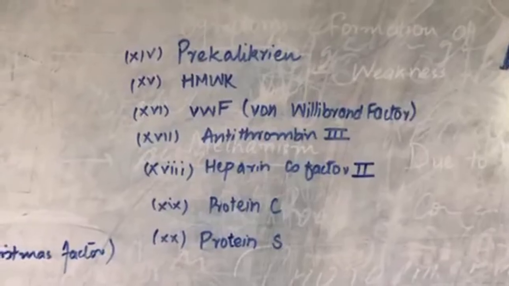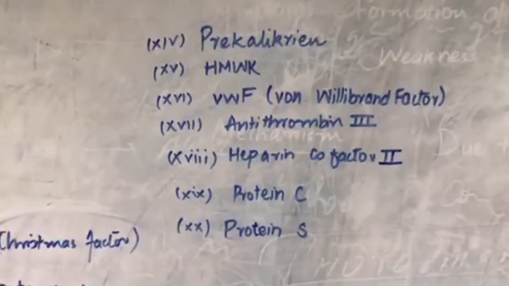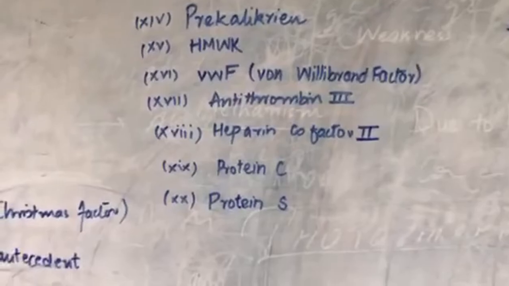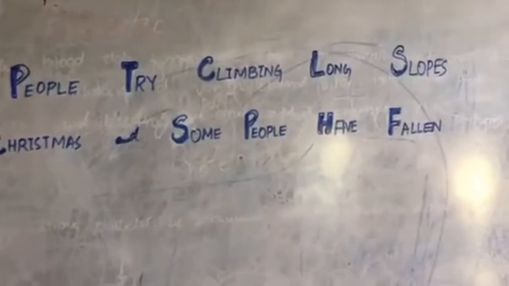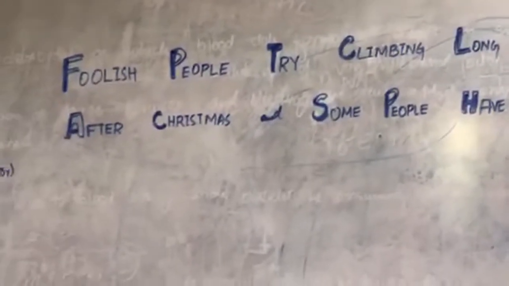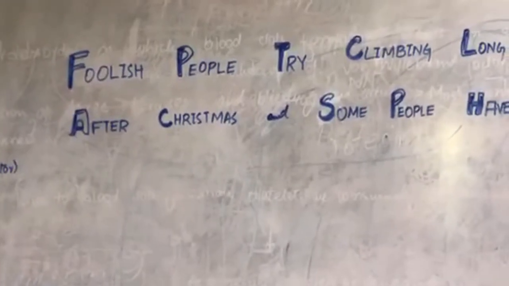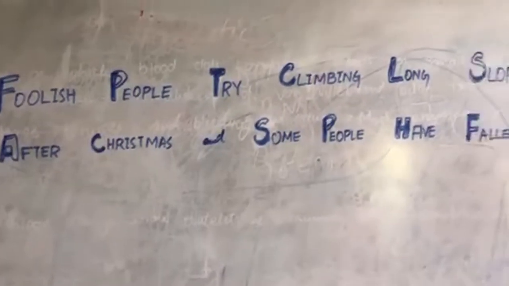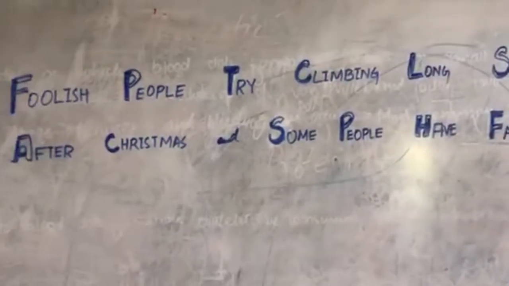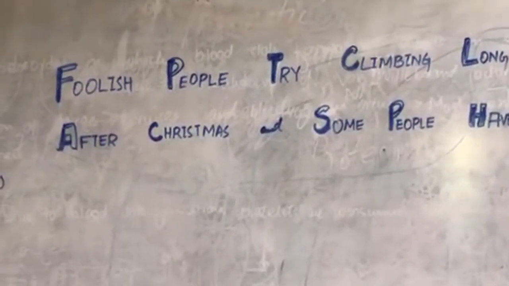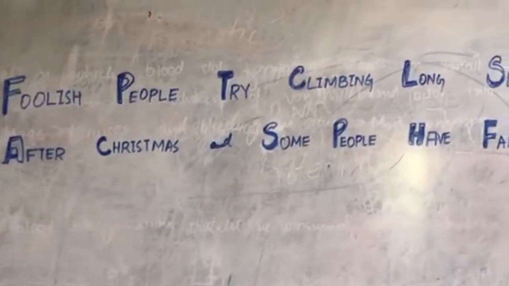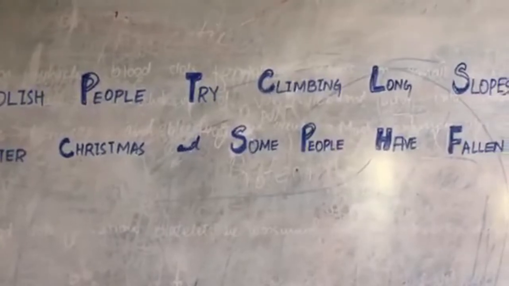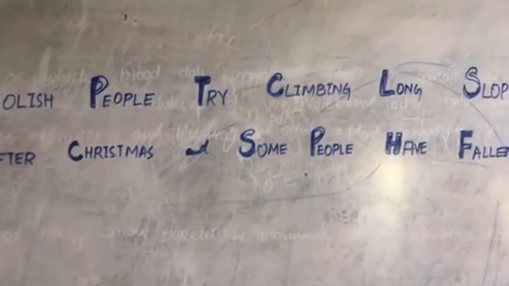So for easier study and easy learning, there is a mnemonic for these factors. That is, foolish people try climbing long slopes after Christmas. One factor, factor 6, is skipped in this mnemonic. So F for fibrinogen, P for prothrombin, T for tissue factor, climbing, C for calcium.